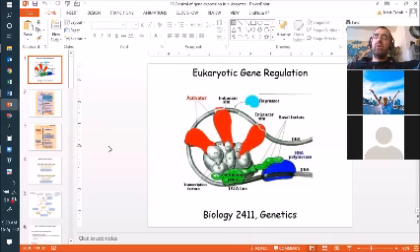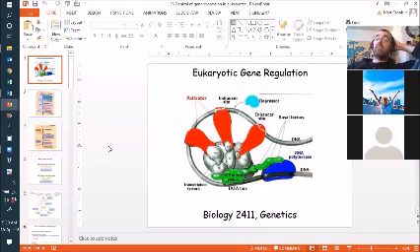Anyway, so okay, this is way more complicated than prokaryotes. So eukaryotic gene regulation, in summary, is that genes are off typically by default, and they're turned on when needed.